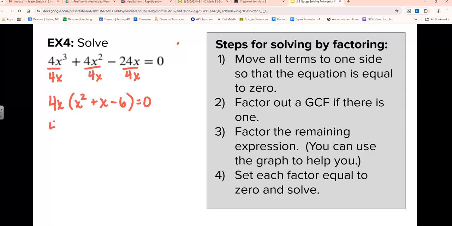And then I want to factor the stuff on the inside with that x method if I can. So I need to multiply to get negative 6. I need to add to get a positive 1. What numbers could I multiply to get negative 6 but add to get positive 1? Got it, Samara? Negative 2, positive 3. That'll work, right? Negative 2 times 3 gives us negative 6. Negative 2 plus 3 gives us positive 1. So I will get x minus 2, x plus 3.